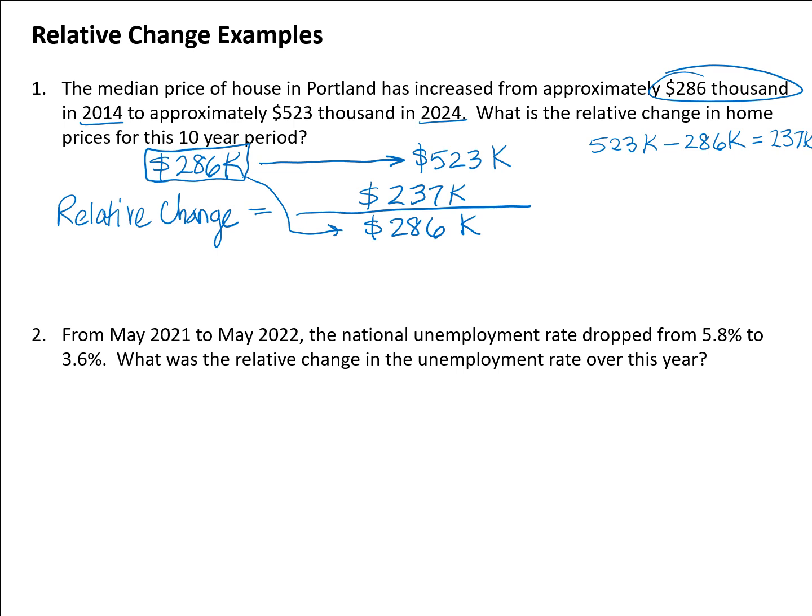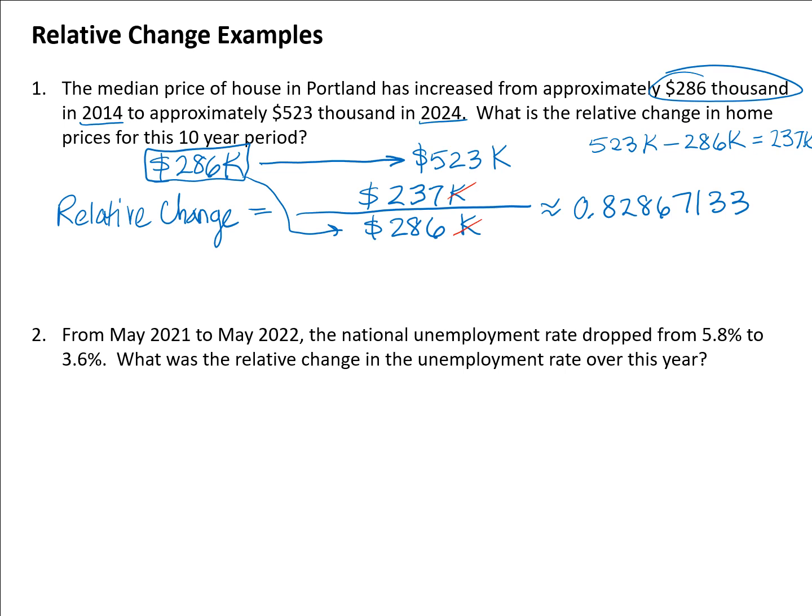Now that K, I put in the K to represent thousands. That's just going to cancel out, and as will the dollar amount. So this is 237 divided by 286, and when I throw that into the calculator and do the division, I come up with a decimal that goes all the way across the screen, 0.82867133. So I could choose where to round that, but let's make it into a percent first.